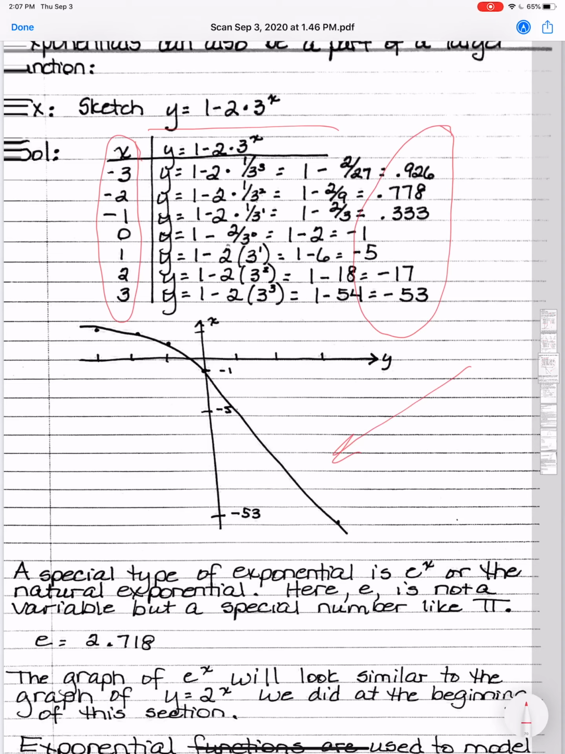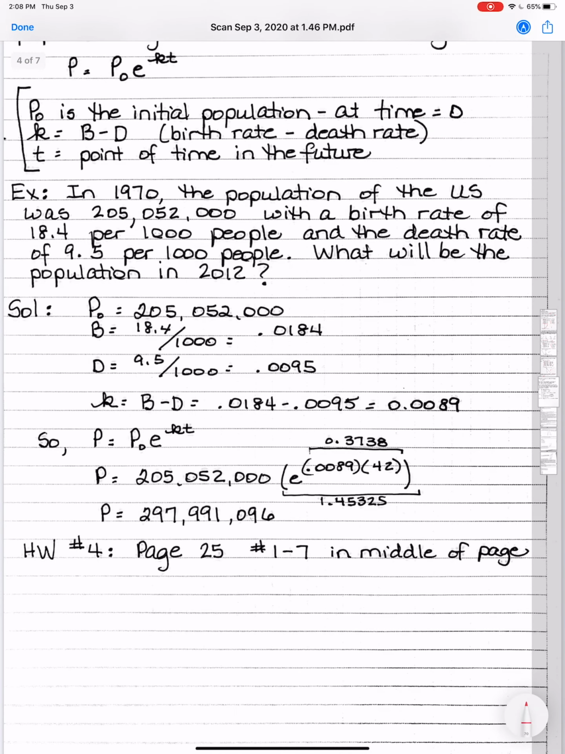Now, a special type of exponential is e to the x, or a natural exponent. Now, e is something that's very much like pi. It's just a given number, and we're going to use 2.718 in this class for e. So the graph of e to the x will look very similar to the other graphs in this section. And it is often used to model population growth or rates of change with this given formula right here.